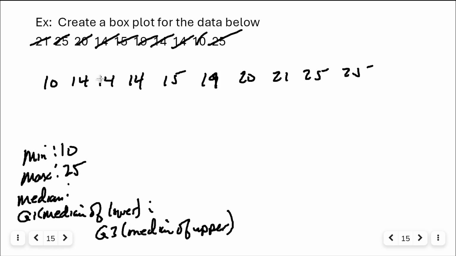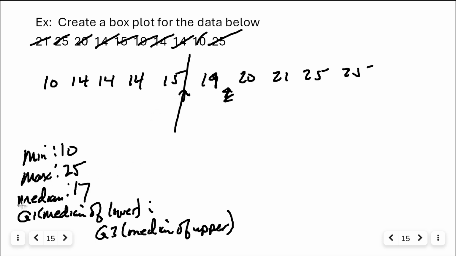So let's see, 1, 2, 3, 4, 5, 6, 7, 8, 9, 10. We got 10 numbers. So the median is in the middle of these two. Right? 5 on this side, 5 on that side. So the middle of 15 and 19, the number in between them, is 17. I got to find the average of the 15 and the 19.